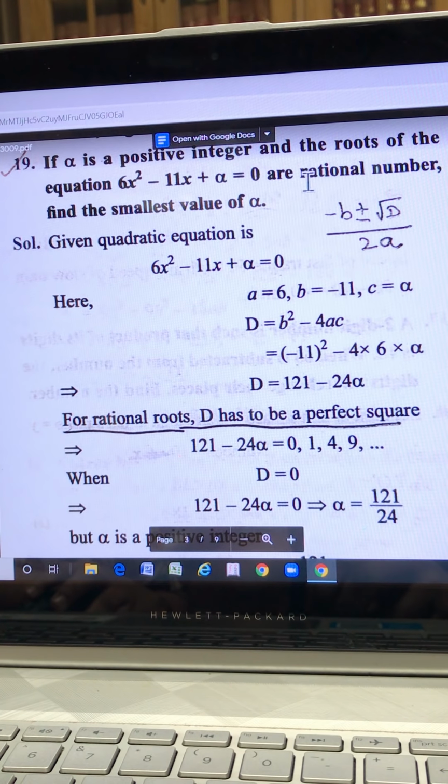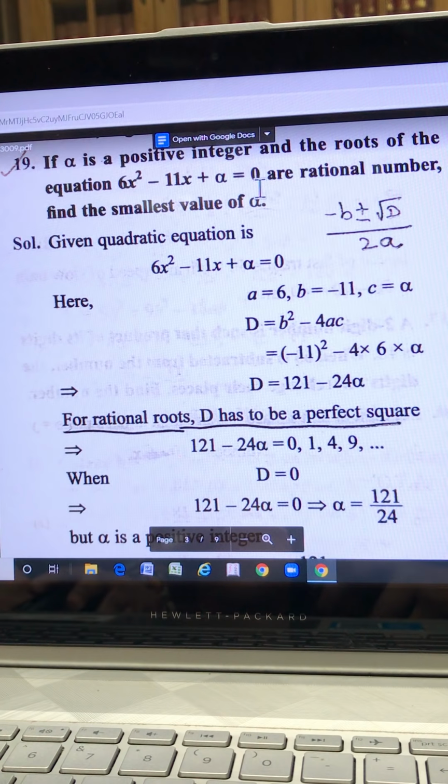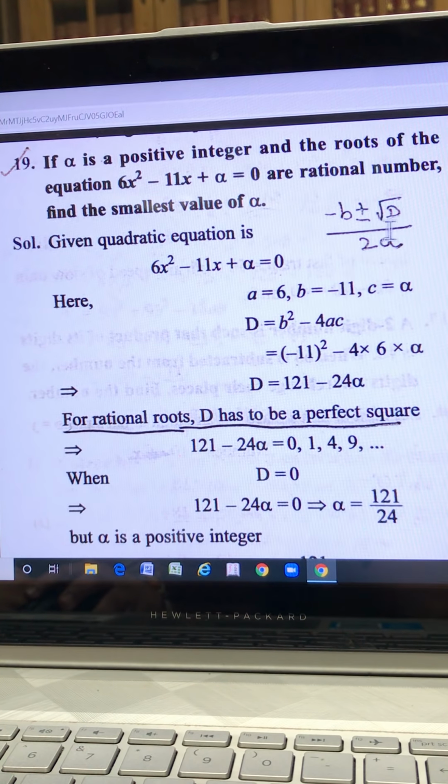What does it mean that the roots are rational numbers? It means that the discriminant of the equation, if you calculate it, will be a perfect square. You see in the quadratic formula, the quadratic formula is minus b plus minus under root D upon 2a. If the roots are to be rational numbers, that means this discriminant should be a perfect square.